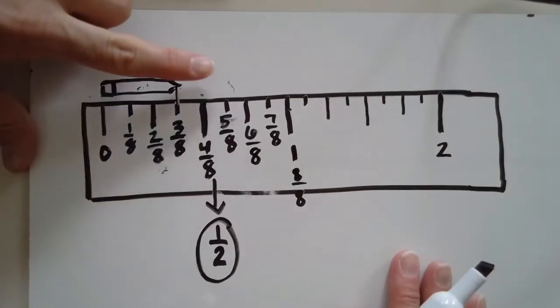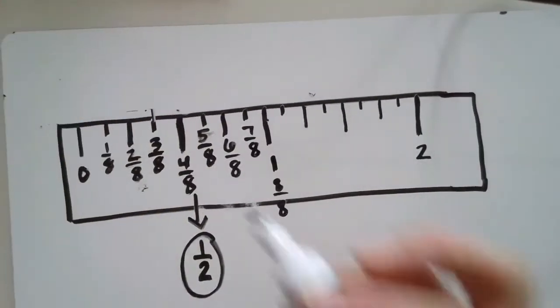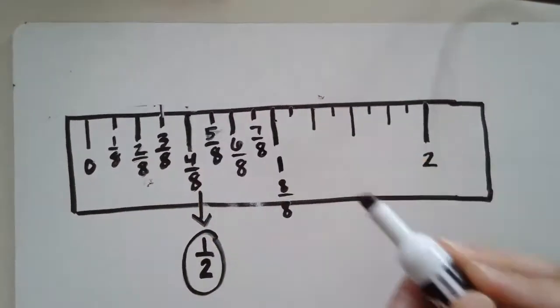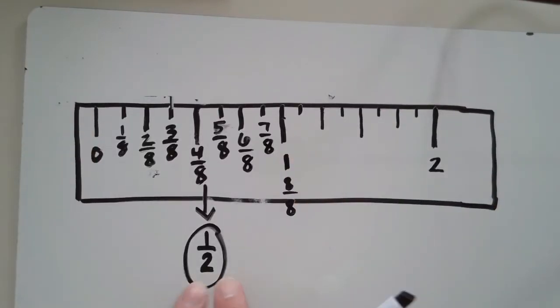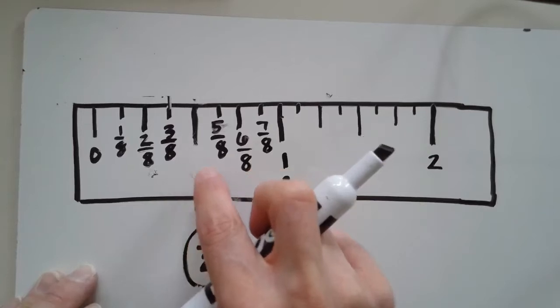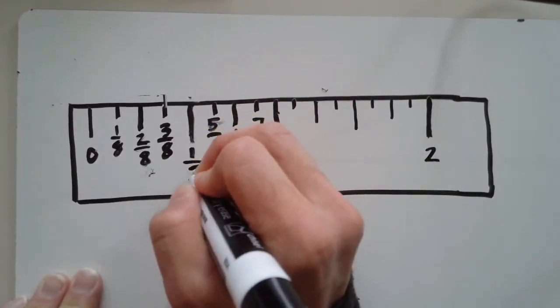So we know that this long line in between, right in between the 0 and the 1, halfway in between, is worth 1/2. So we're not going to call it 4/8. We're going to refer to it as 1/2. Okay.